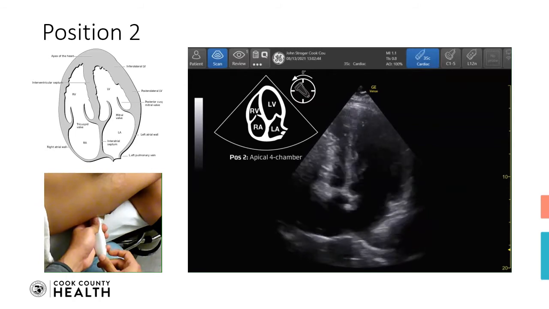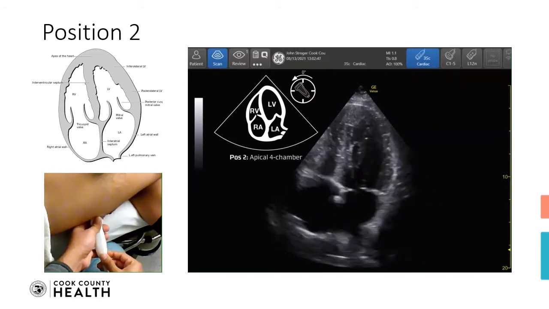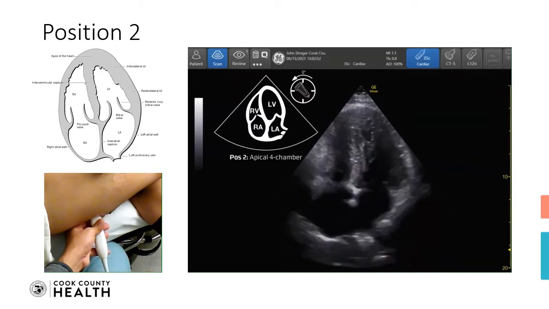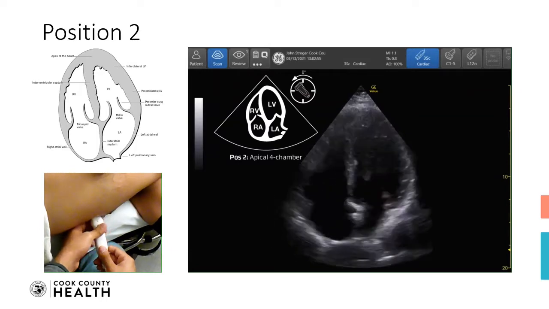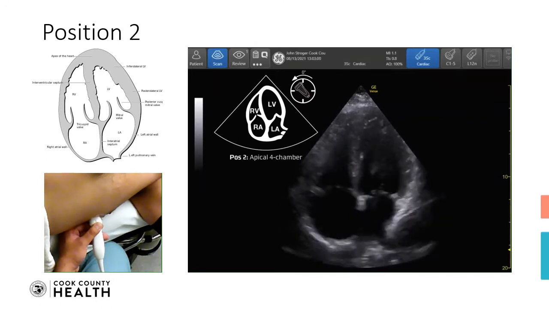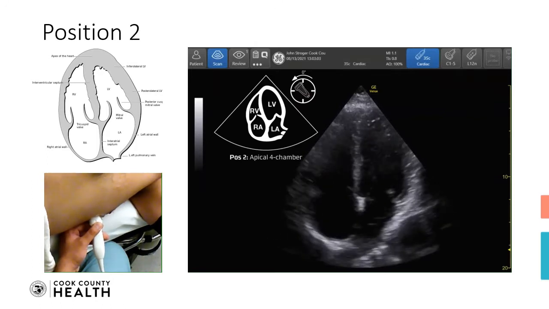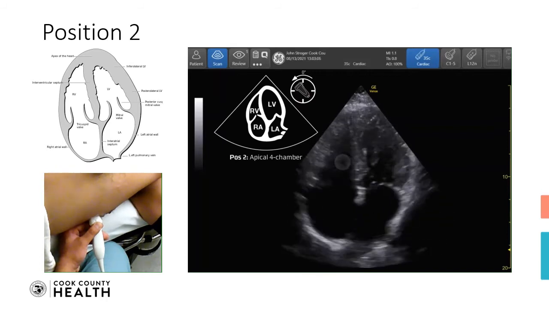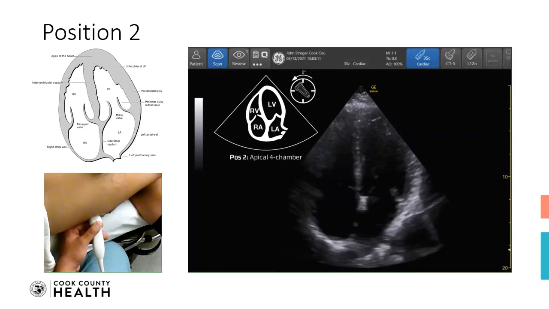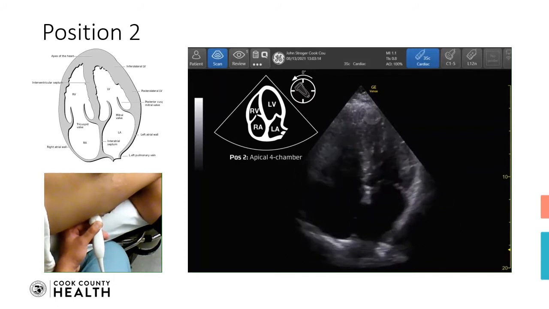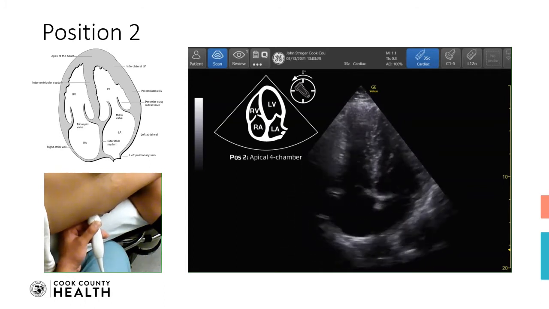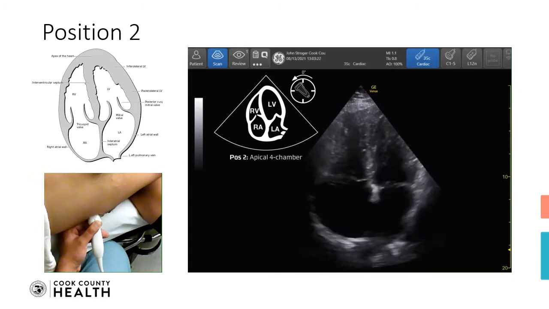So what we are seeing in an apical four-chamber view is all four chambers of the heart. Here we have the left atrium, the right atrium, the left ventricle, and the right ventricle. We have the mitral valve and the tricuspid valve. The apex of the heart is formed by the left ventricle, and that needs to be right under the probe. If it is towards the left like this, then the right ventricle is under the probe.